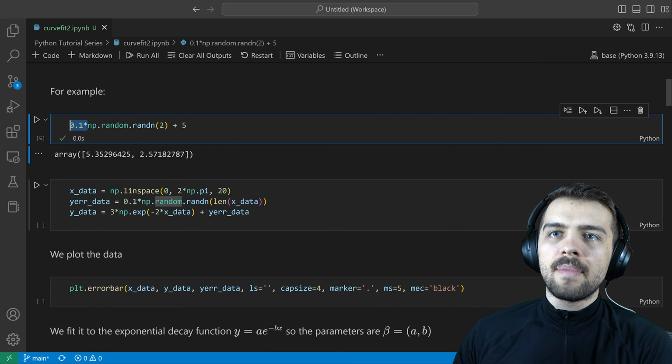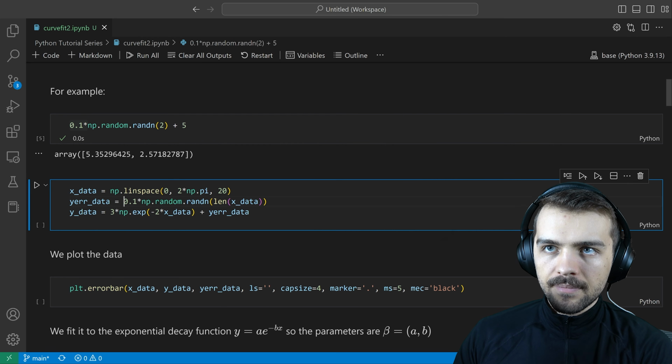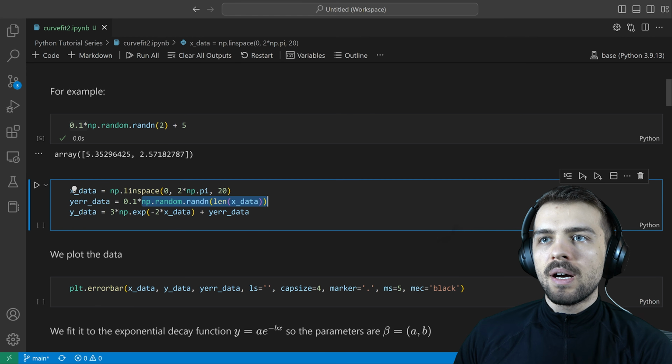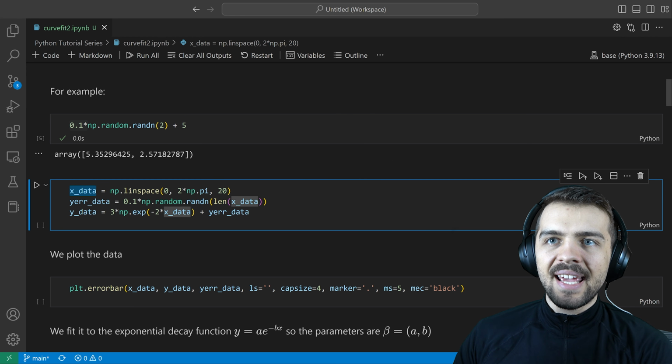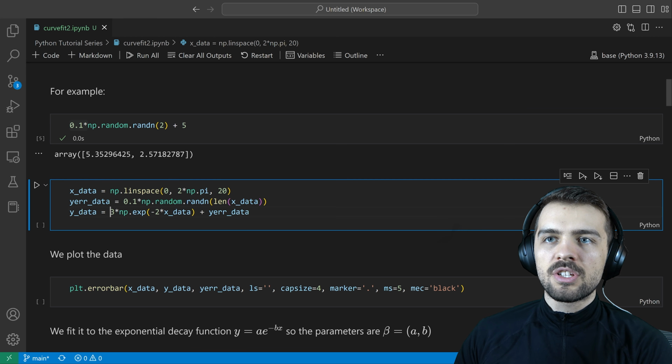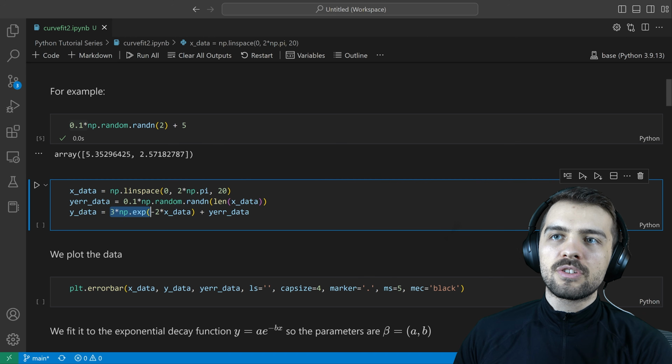So what I'm saying here is that my errors on my y data have a sigma value of 0.1, and I'm going to create 20 of them because I have 20 x data points here. So I have my x data and the errors on my y data that are just Gaussian errors, and my y data is going to be just 3 times the exponential of minus 2 times x.